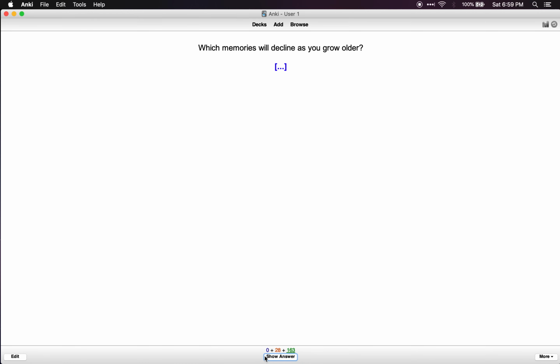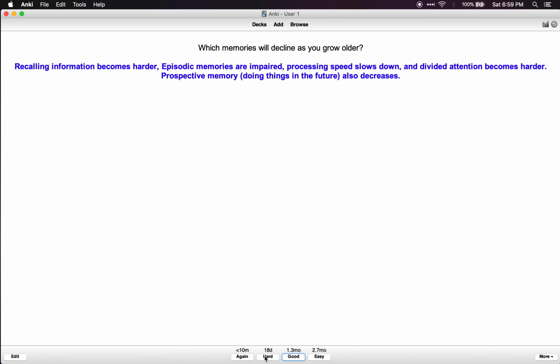Which memories will decline as you grow older? Recalling information becomes harder. Episodic memories are impaired. Slower processing speed, divided attention becomes harder, and prospective memory, which is doing things in the future, also decreases.